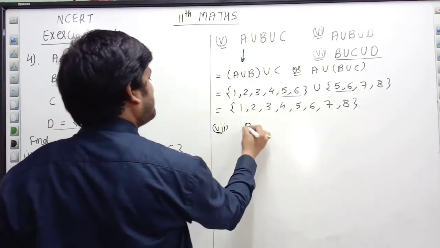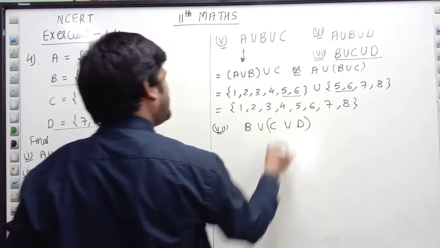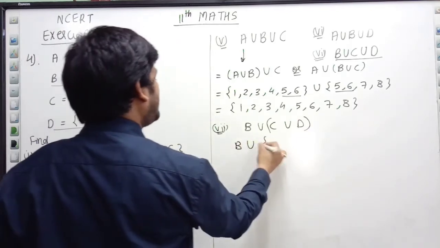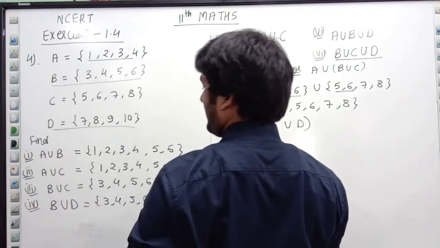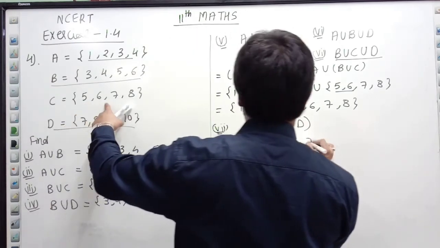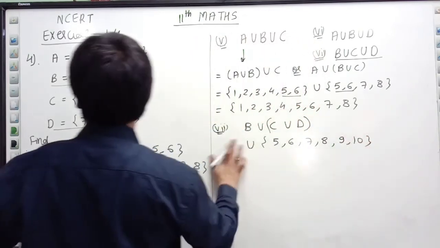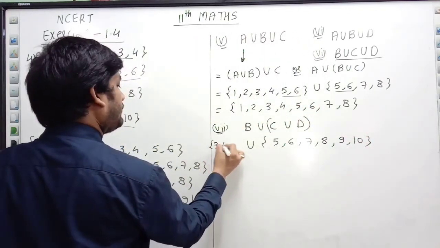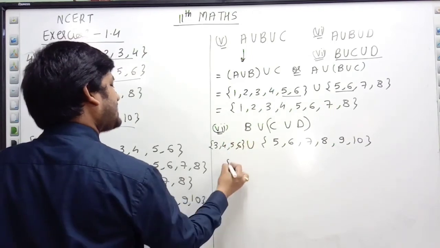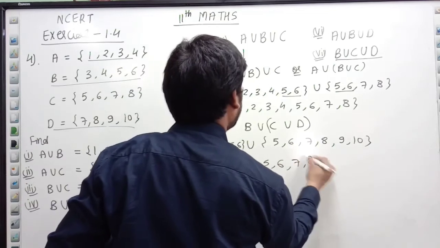7, B union C union D. In this type, what am I doing? I am writing the last two. So what is C union D? Have we written C union D? No, we haven't found it, so we will have to find it. What will C union D be? 5, 6, 7, 8, 7, 8 once, 9, 10. What is B? 3, 4, 5, 6. So this can be written as 3, 4, 5, 6. I will write it only once.